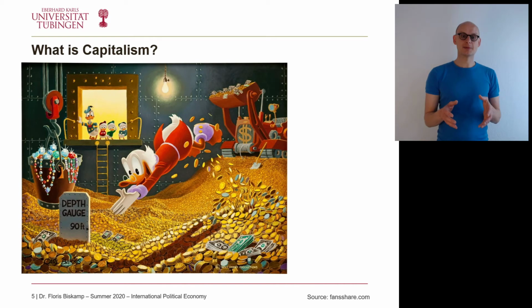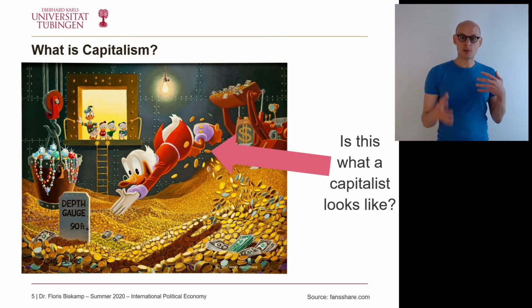If we think about capitalism, some of us might think about someone like Scrooge McDuck. He's this very rich guy who wears a top hat, typically not in this picture, and who amasses great amounts of money and then takes baths in money and loves money very much and also exploits other people. And this is what many people might think a capitalist does. And today I will first ask and discuss the question, is this what a capitalist really looks like?